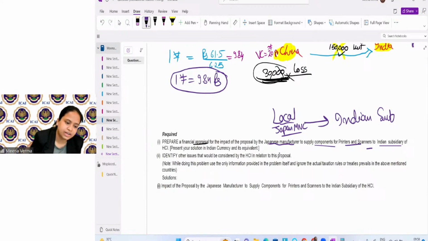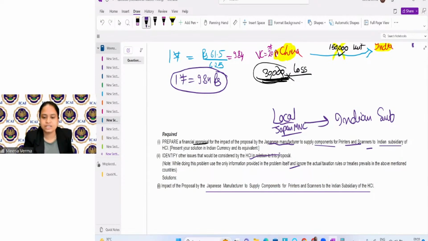Then identify other issues that would be considered by the company in relation to the proposal. Other issues, matlab maybe the overall profitability gets impacted, or other issues. Maybe the quality may be sacrificed if you buy internally, or maybe you will get better quality. So other issues: impact of the proposal by the Japanese manufacturer to supply components to the Indian subsidiary.